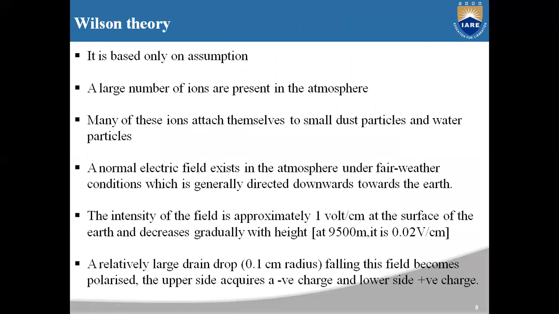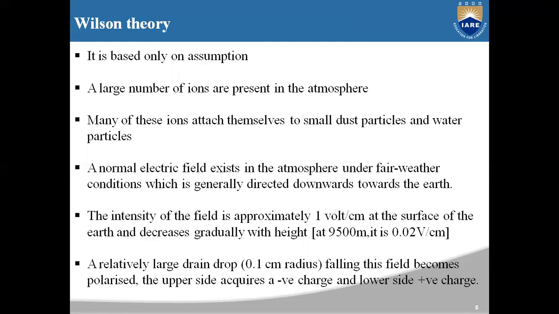So, Wilson's theory. Basically, theories are assumptions made on the basis of some criteria. Wilson's theory proposes that a large number of ions are present in the atmosphere. Many of these ions attach themselves to small dust particles and water particles. A normal electric field exists in the atmosphere under fair weather conditions, which is generally directed downwards towards the earth.